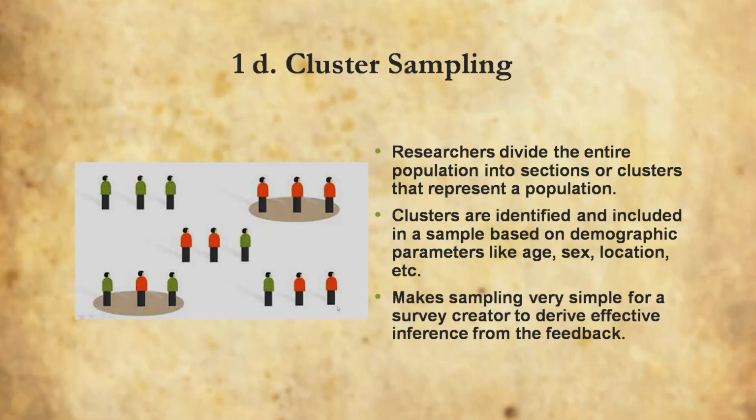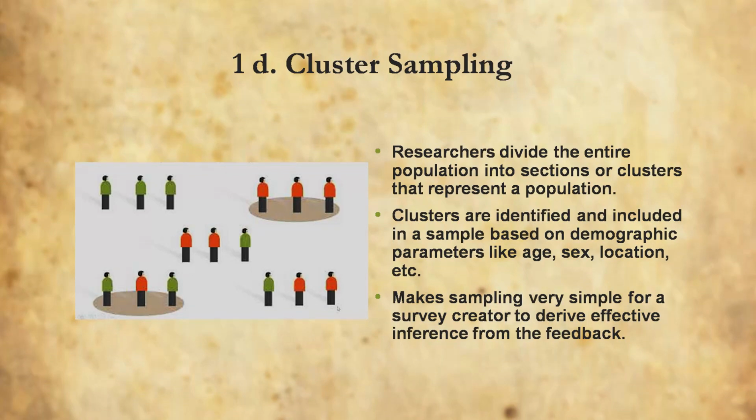The next type of probability sampling is cluster sampling. Here, the researchers divide the entire population into sections or clusters that represent the population. Clusters are identified and included in a sample based on demographic parameters like age, sex, location, etc. And it makes sampling very simple for a survey creator to derive effective inference from the feedback.